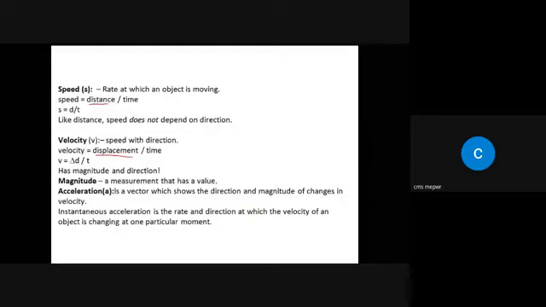Sometimes in our calculation we use instantaneous acceleration. So what is instantaneous acceleration? This is the rate and direction at which the velocity of an object is changing at one particular moment. Means at a given time, at a very short interval of time, the change in velocity at that instant is basically known as instantaneous acceleration. So this is basically the rate of change of velocity at one particular moment.